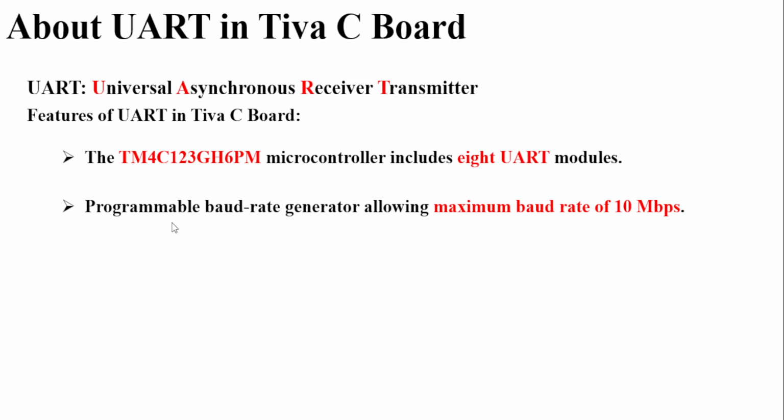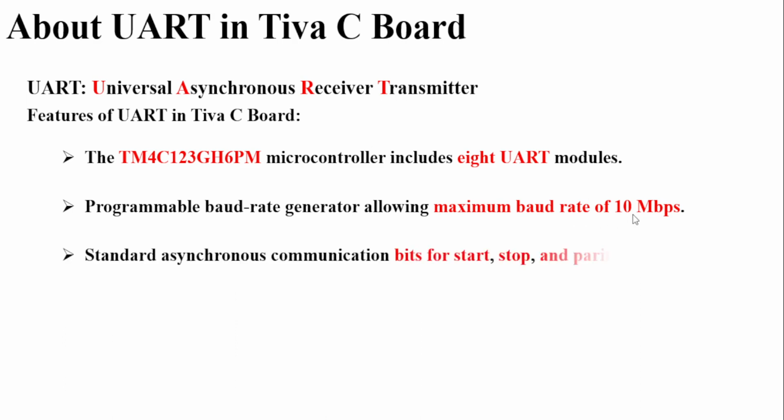Second, we can program the baud rate. Baud rate here we can say is the message rate, not precisely the data rate but the message rate. So we can program the baud rate of the UART and we can reach up to a maximum of 10 Mbps for communication. The UART module uses asynchronous communication and we can configure the start, stop and parity bit.